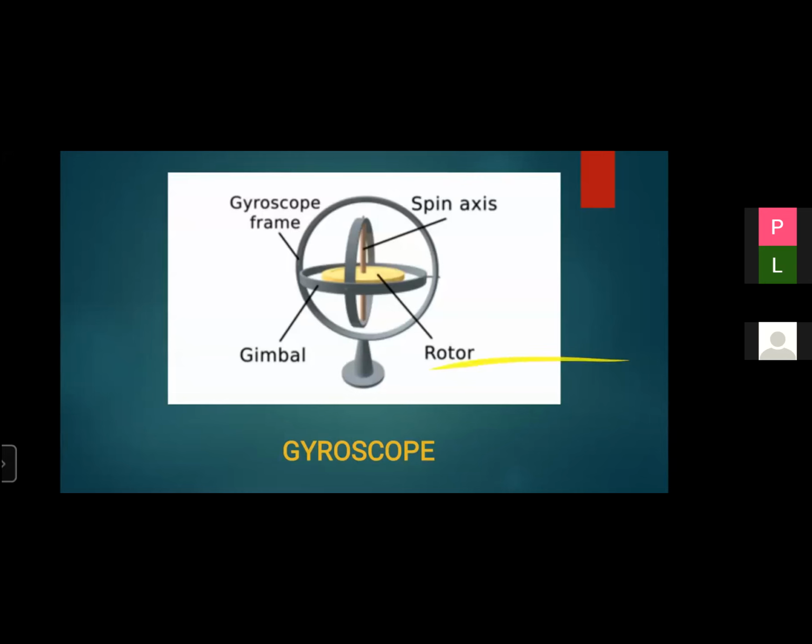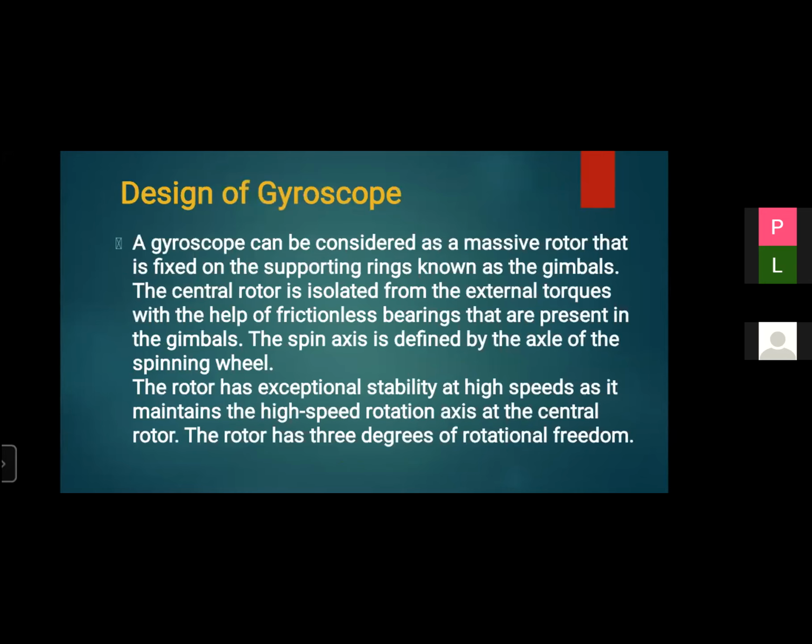And the design of a gyroscope. A gyroscope can be considered as a massive rotor that is fixed on a supporting wing, known as the gimbals. The central rotor is isolated from the external rotor with the help of frictionless bearings that are present in the gimbal. The spin axis is defined by the axle of the spinning wheel. The rotor expresses stability at high speed as it maintains the high speed rotation axis at the central rotor. The rotor has 3 degrees of rotational freedom.